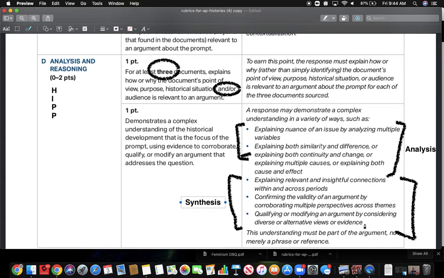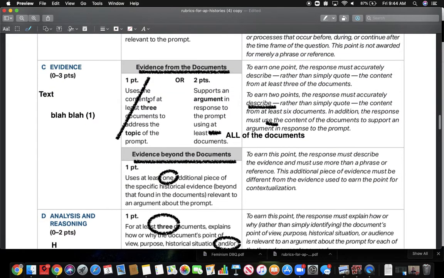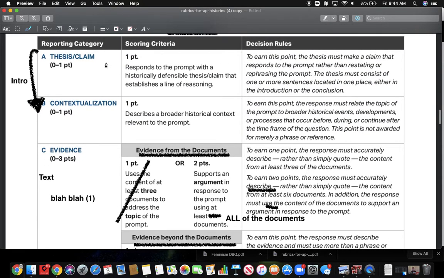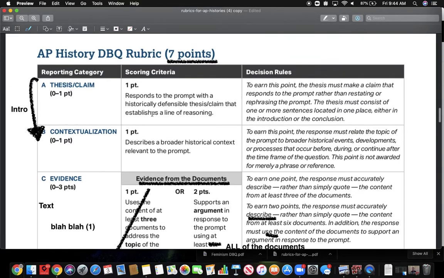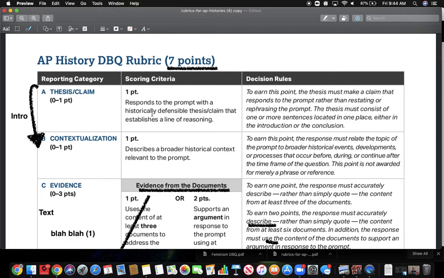So I just want you guys to see this. This is a point that you've done before in your LEQ. Using evidence before is something that you're very used to. So that's going to be points that you're used to doing. And your thesis and your contextualization is also something that you're very used to. So a majority of the DBQ is going to draw upon skills that we've been practicing all year.